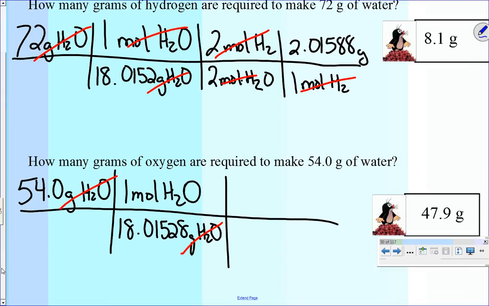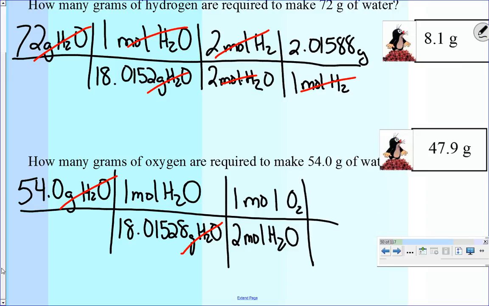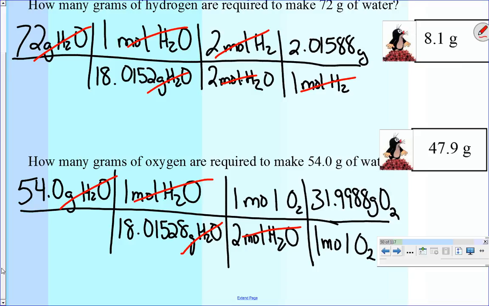So my moles of water, I have a 2 in front of water in the reaction. So 2 moles of H2O will go here. And I have a 1 in front of O2, so that's going to go here. So H2O is going away. Now I've got O2 in moles. I need it in grams. So 1 mole of O2 is going to go on the bottom. And my GFM for O2, which is 31.9988 grams of O2, will go on top. Moles of O2 will cancel.